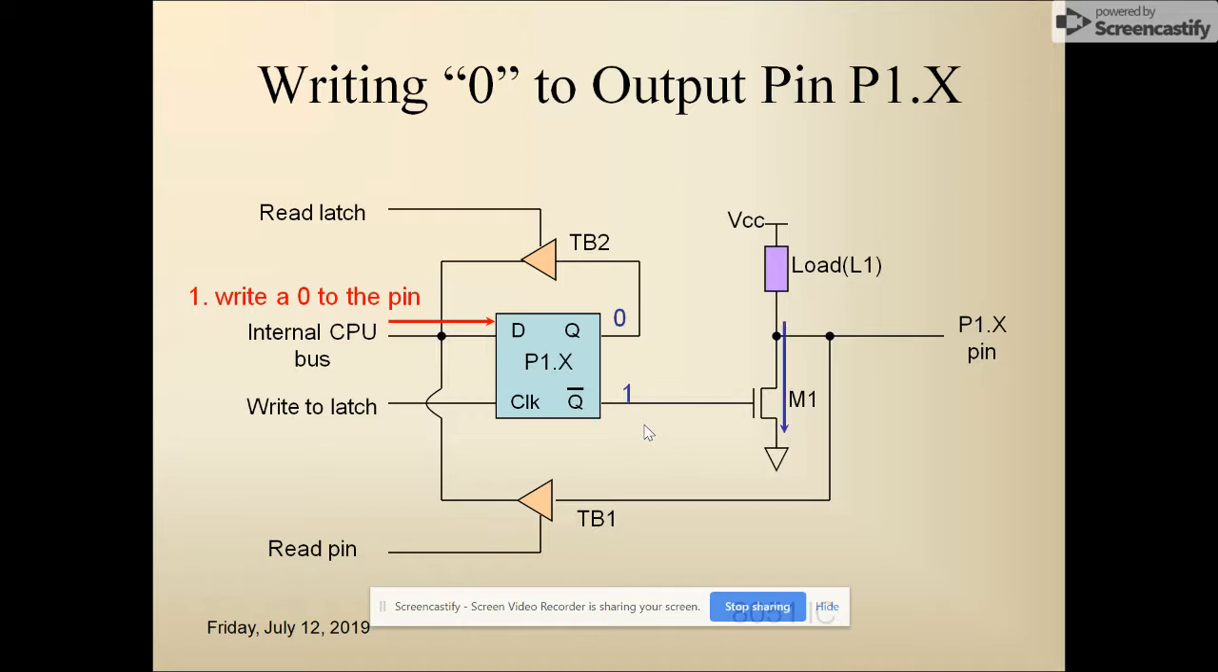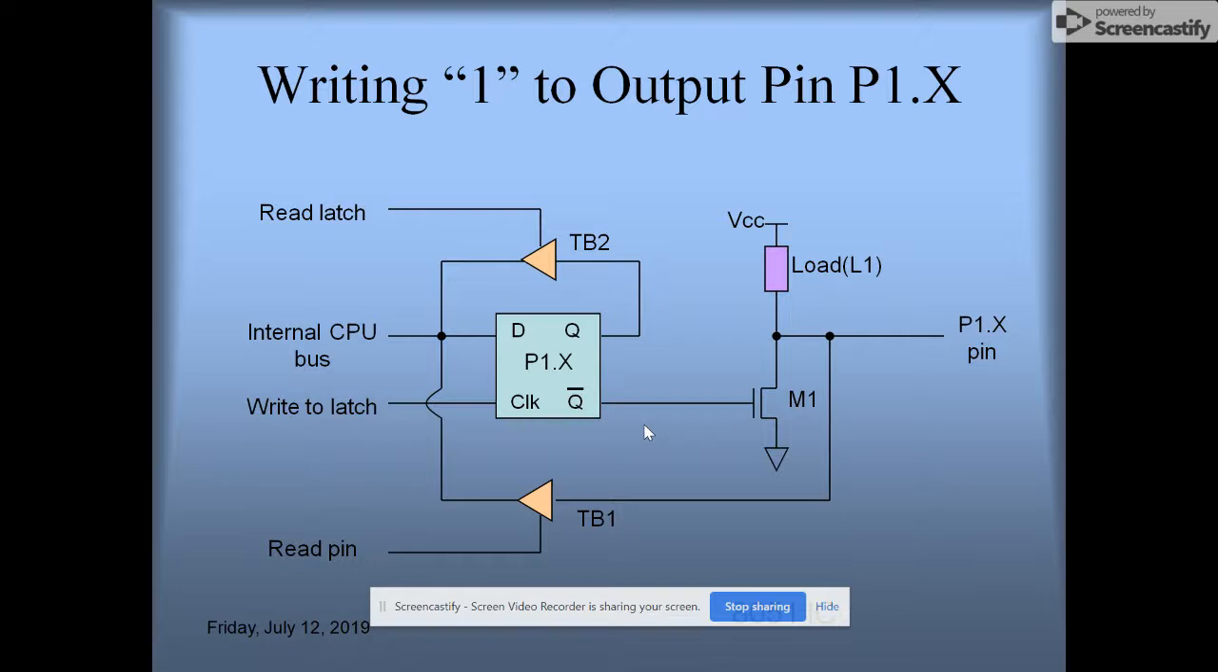So this Q bar drives the output buffer. The 1 on Q bar switches on the transistor and it pulls down the pin to 0. So now the value 0 is available at P1.X. So your output is 0. In this way we output the value from port 1.X to the output pin.